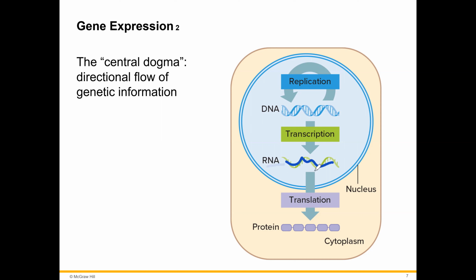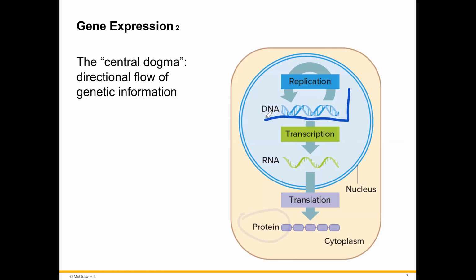This RNA will leave the nucleus through nuclear pores, and inside the cytoplasm, information from this RNA molecule will now be used to synthesize proteins, and this is called the central dogma. Central dogma is a directional flow of genetic information from DNA to RNA to proteins.